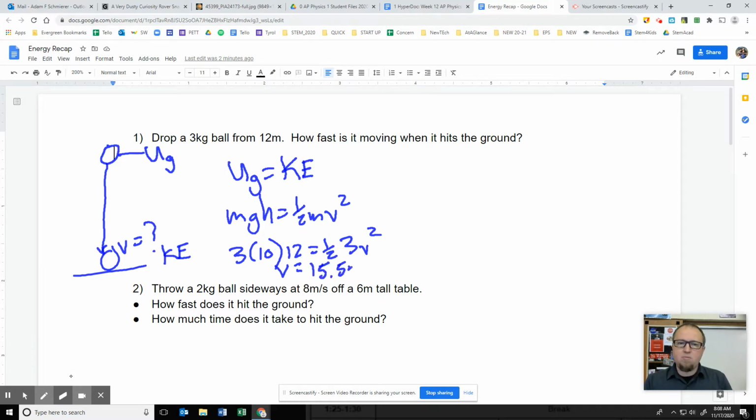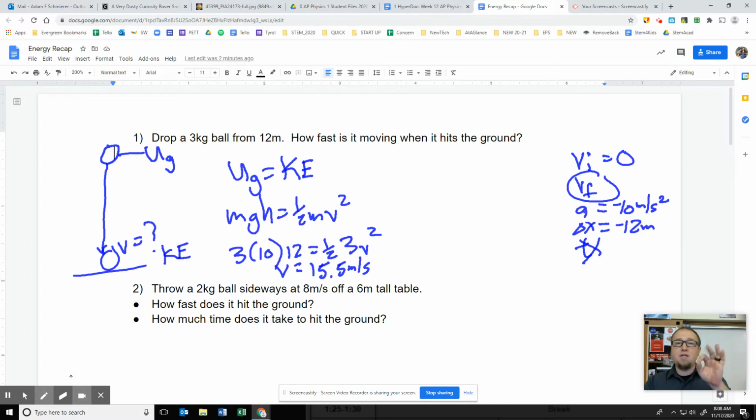I want to talk about a couple things. When we've done this in class, I see a lot of people using kinematics, which works just fine, because if it falls straight down, the acceleration is -10 meters per second squared, the initial velocity is 0, and it falls -12 meters because it loses height. We don't want time, we don't know final. So totally yes, those of you that have been doing that, keep doing that. I think it's great. But I want to show you the limitations of that.